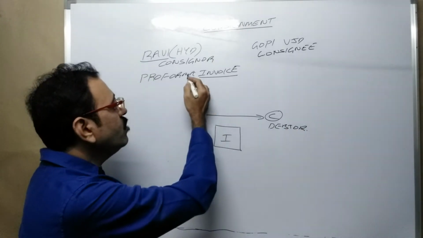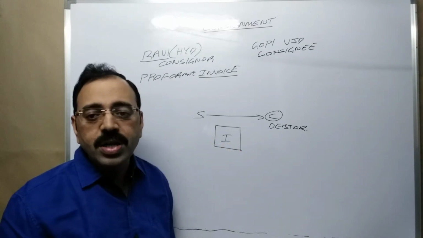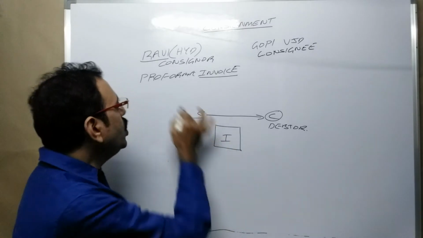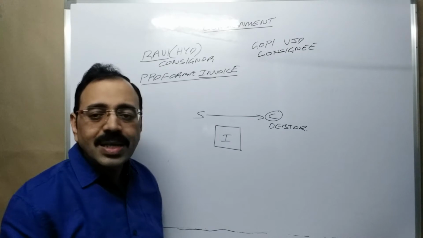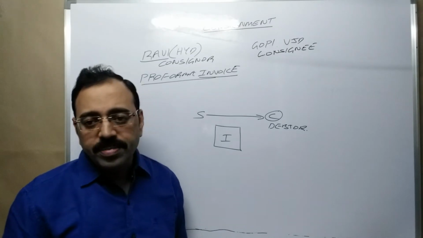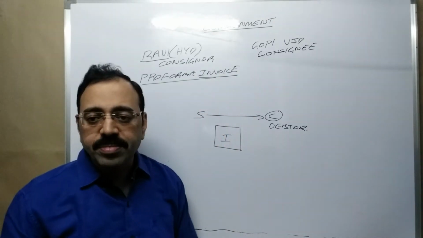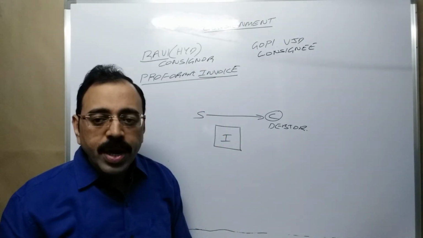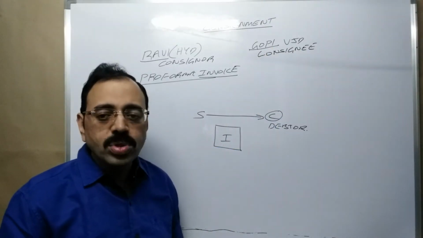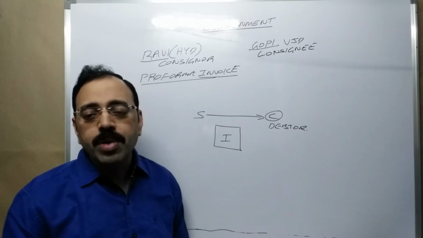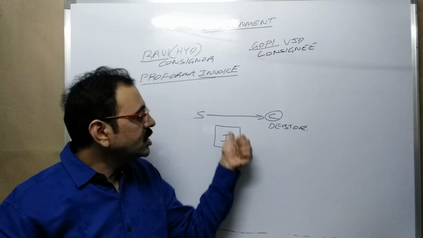Then pro forma invoice also looks like ordinary invoice, but there is a difference. That is, even though pro forma invoice is sent to Gopi, Gopi doesn't become any debtor. Pro forma invoice does not create any liability. Why it is prepared? Gopi should know the details of goods sent. Only for that purpose, consignor prepares pro forma invoice. It contains the same information.